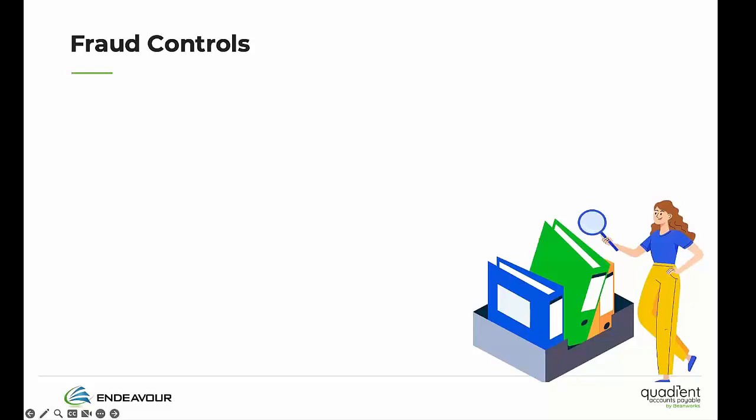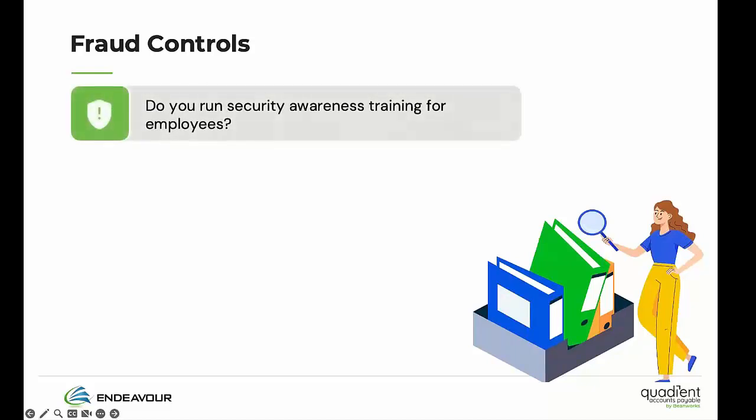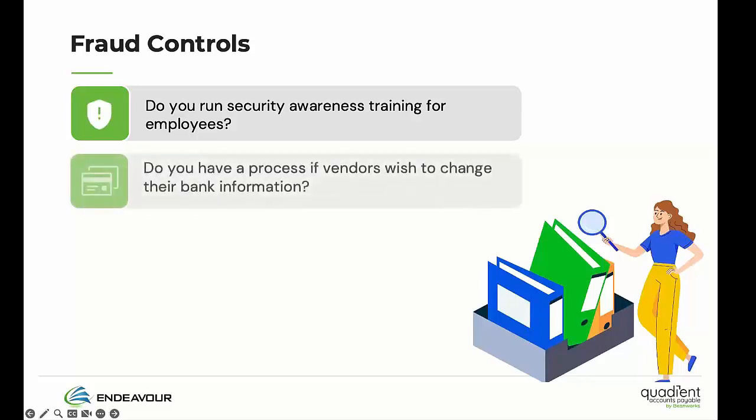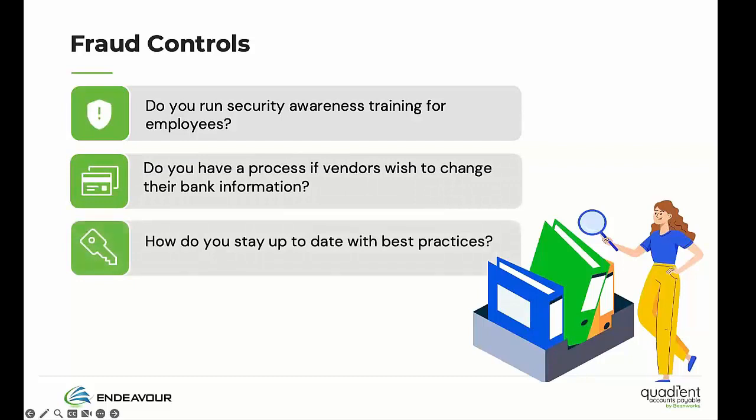And finally, fraud controls. As mentioned earlier, we've seen an increase in fraud since the beginning of the pandemic. Now, regularly reviewing your fraud controls is essential. So here's some questions you can ask yourselves. So first, do you run security awareness training for employees? Do you have a process if vendors wish to change their banking information? And then finally, how do you stay up to date with the best practices? The scammers are becoming increasingly sophisticated, so it's important that you have a way to stay up to date on the latest scams. That way you can inform your team and update your controls.